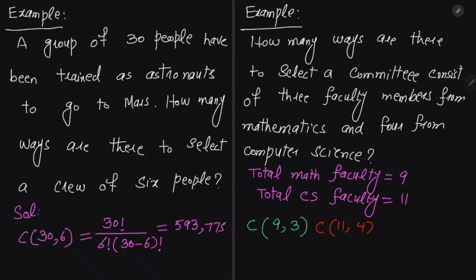So for that, the answer is 9 factorial over 3 factorial times (9 minus 3) factorial, multiplied by 11 factorial over 4 factorial times (11 minus 4) factorial, and at the end you get 27,720 ways to form that committee.